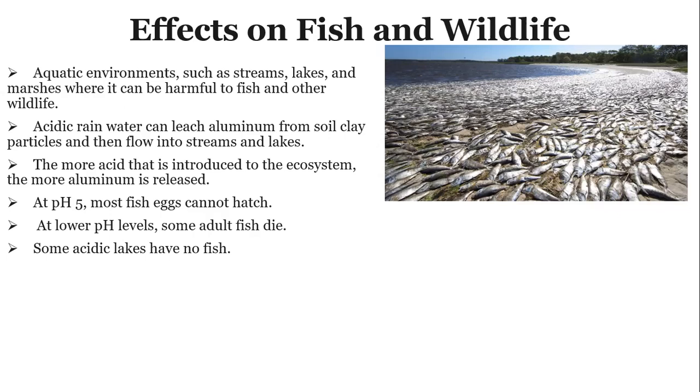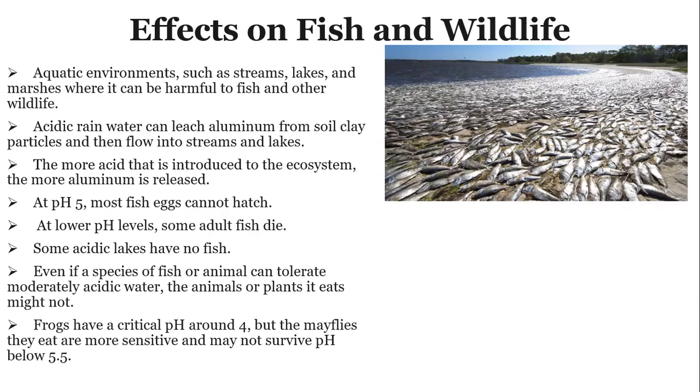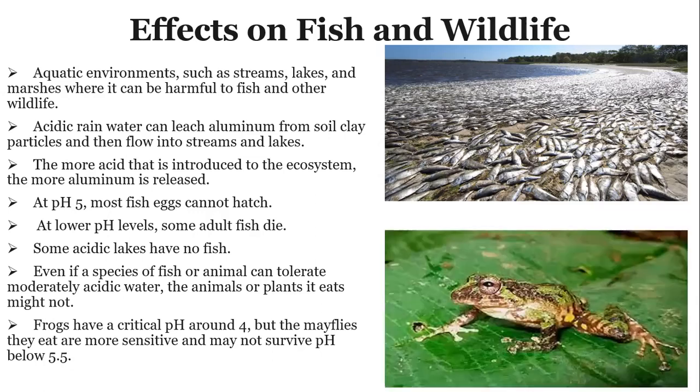Even if a fish or animal can tolerate moderately acidic water, the animals or plants it eats might not. For example, frogs have a critical pH value of 4, but the mayflies, which the frogs eat, are more sensitive and may not survive a pH below 5.5. That is detrimental to the frogs.